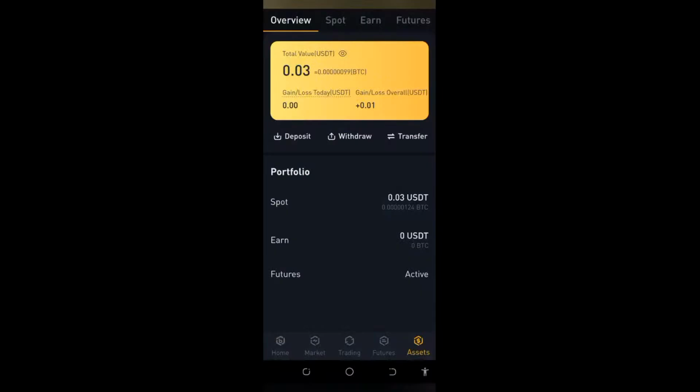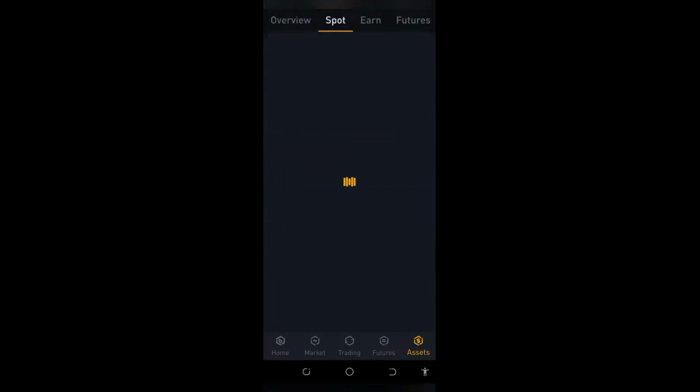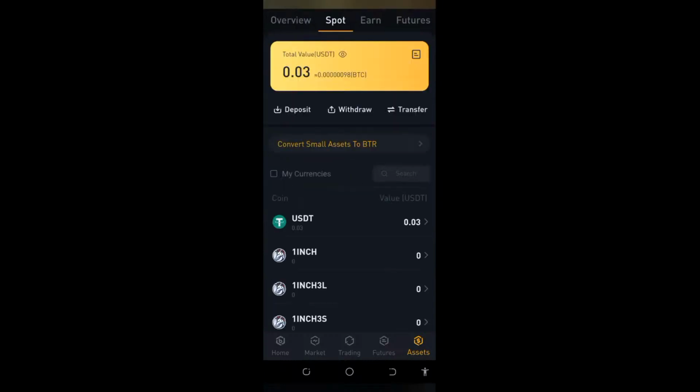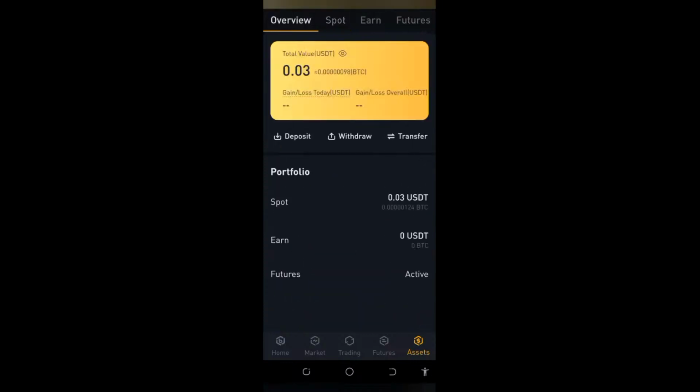All right, I'm already in BuyTrue and it hasn't arrived yet. So let me just refresh. As you can see here, I've got 0.03 USDT. That's a really, really tiny amount of money. So let's see how this goes. In spot, it's just 3 cents, and then nothing else. So let's keep our fingers crossed. I'm waiting. I'm hoping. I'm praying that this works, okay?